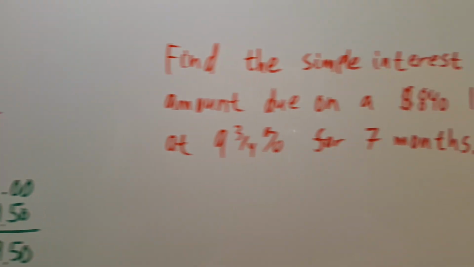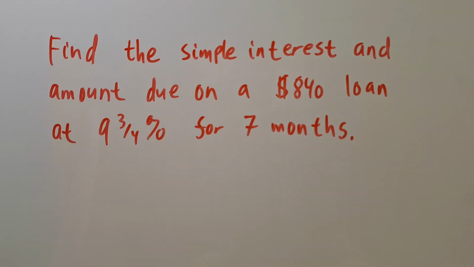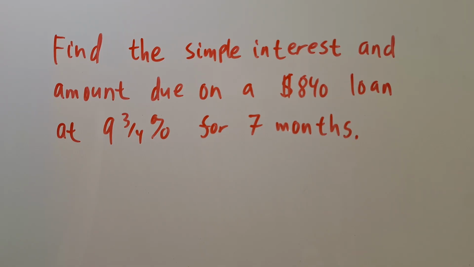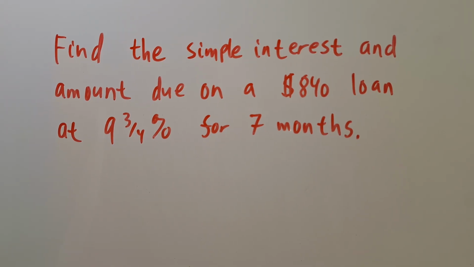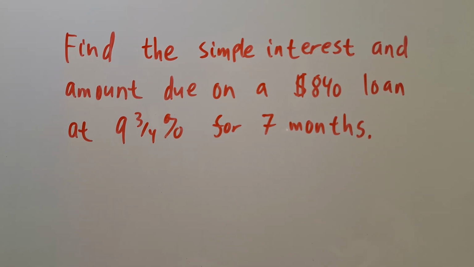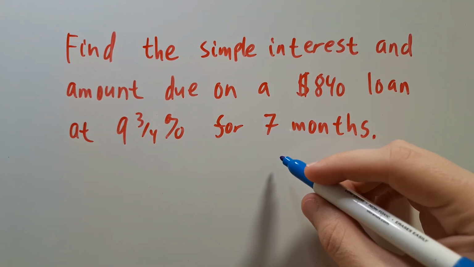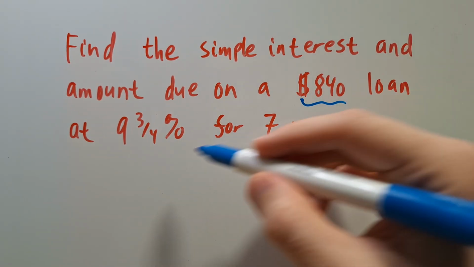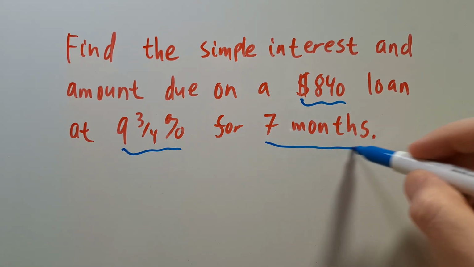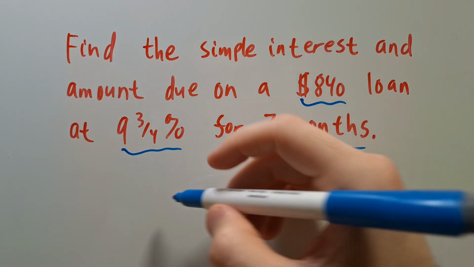Let's look at one more example. Here it says to find the simple interest and amount due on an $840 loan at 9.75% for 7 months. So what's different about this one is that our time is less than 1 year. We have our principal, our interest rate, and our time. We have everything we need.